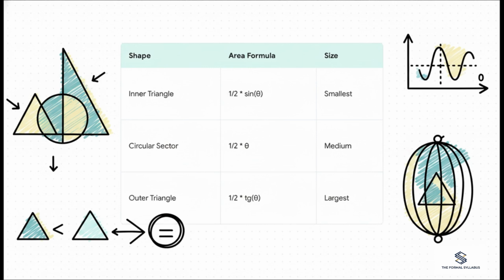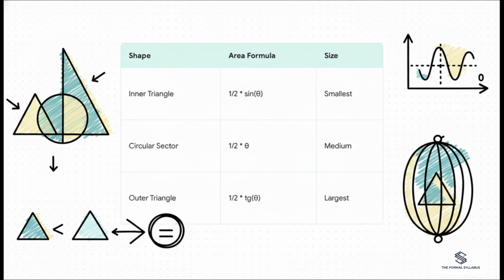The area of the small inner triangle is 1/2 sine theta. The area of the sector, our sandwich filling, is 1/2 theta. And the area of that massive outer triangle is 1/2 tangent theta. So the small area is less than the middle, which is less than the large area.